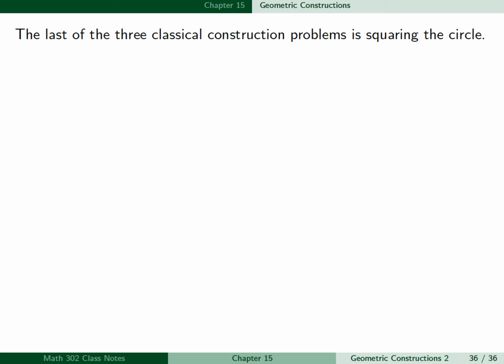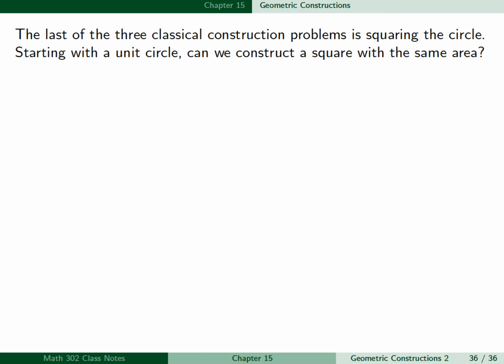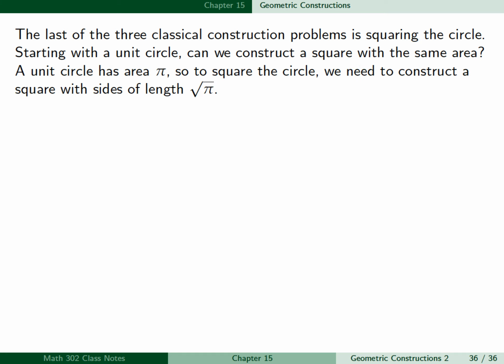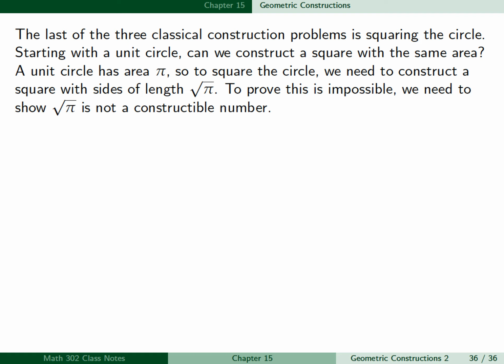So the last of the 3 classical construction problems is squaring the circle. Starting with a unit circle, can we construct a square with the same area? A unit circle has area pi, so to square the circle, we need to construct a square with sides of length square root of pi. To prove this is impossible, we need to show that square root of pi is not a constructible number.